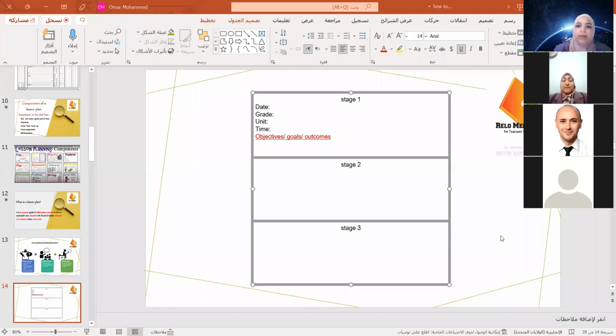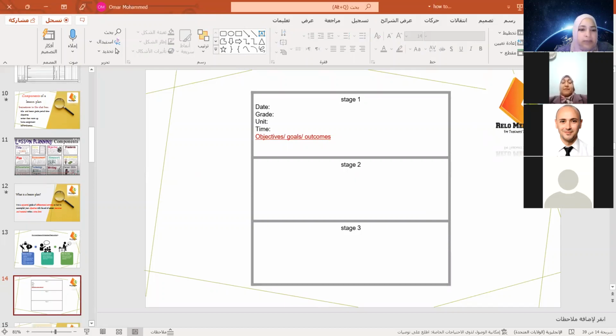Okay, so the first stage. Some people use objectives, goals, and outcomes interchangeably, but they are different. So Mrs. Manal now is going to tell us the difference between objectives, goals, and outcomes.